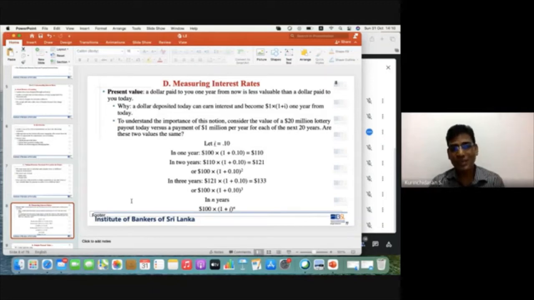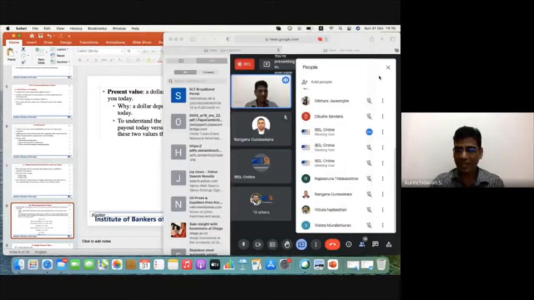This is the way we always measure the interest rate, right? If you know today's value, and if you know the value 1 year down the line, then if you put them in this formula, you will get an interest rate. Is it okay? This is a basic one. I'm 100% sure you understand, and you could recall this.